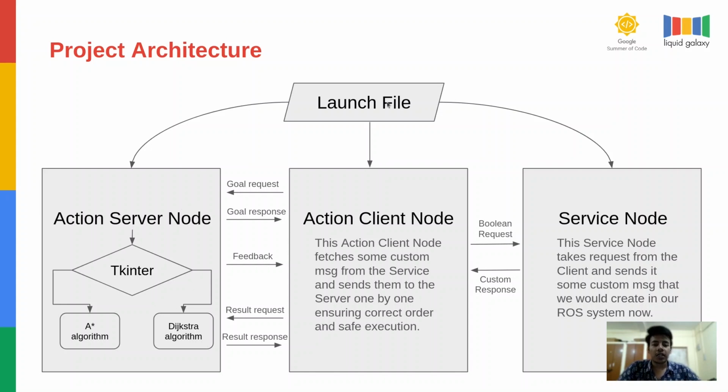That is, we will start with a launch file. We will type ROS2 launch and some command that will open three of these nodes. The service node will be requested for some information by the client. Then the service node will give a response. Then this client will pass those responses one by one to the server node, and the server node will provide some feedback. And after this feedback is completed, after the action we have designed has reached its goal, we will send a result in the form of a result response. Right? Okay, let's now understand more deeply how we will accomplish this.